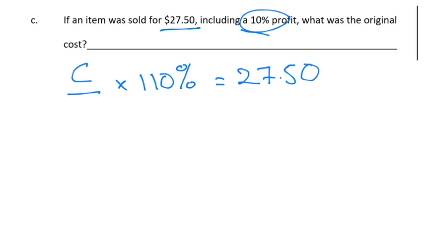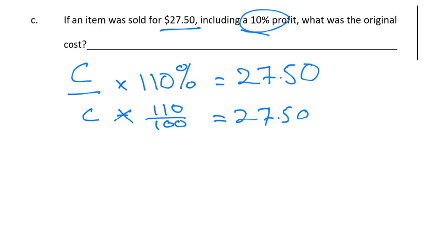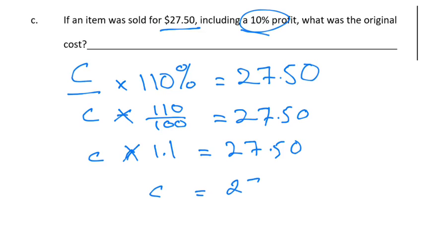So let's find the original. So 110%, I can write that as 110 over 100. And I can write that in decimal as 1.1. So what I want to do is I want to say, well, to find the cost, I need to do $27.50, divide that by 1.1.